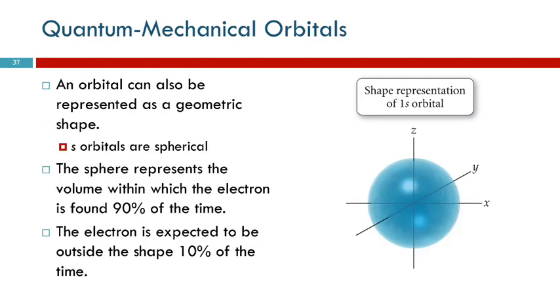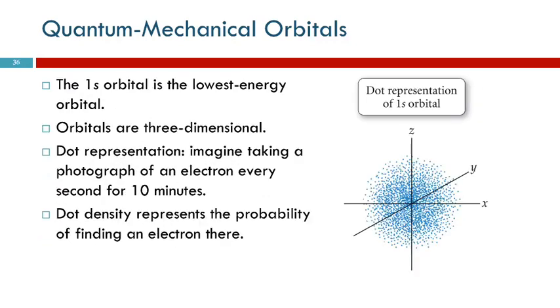So we can also represent this as a geometric shape. These are much easier to draw. It takes a long time to draw those little dots. So a sphere for the 1s orbital. What you have to be careful of is thinking that this is a container that contains the electron. That's not true. It is also not true to say that the electron is just moving around on the surface of this container. This is just an easier way of representing this probability map.